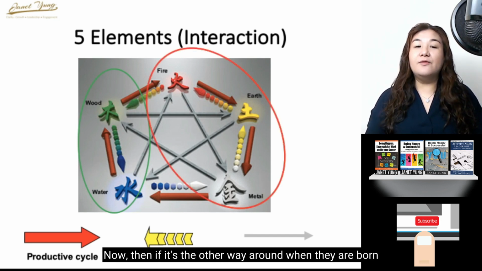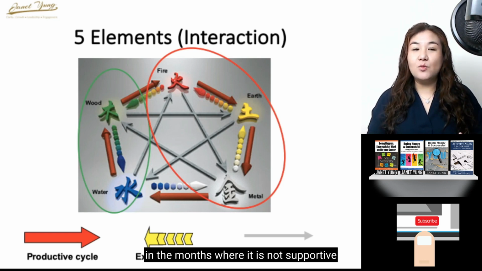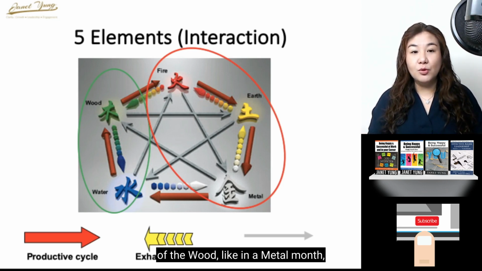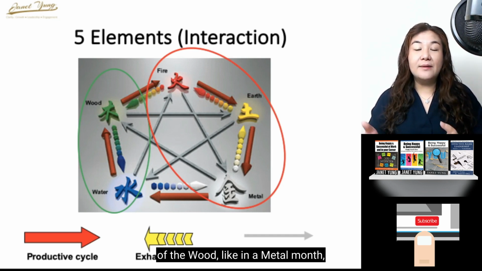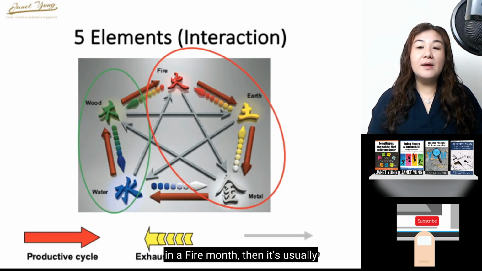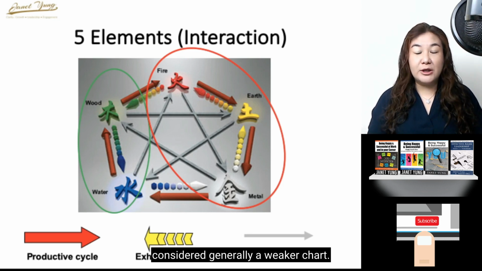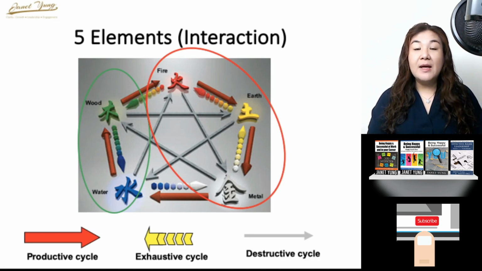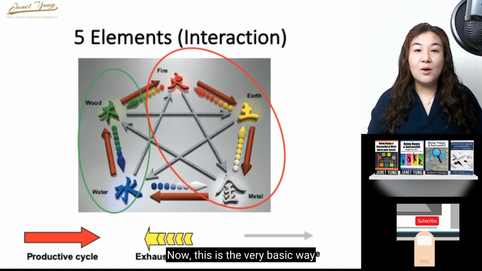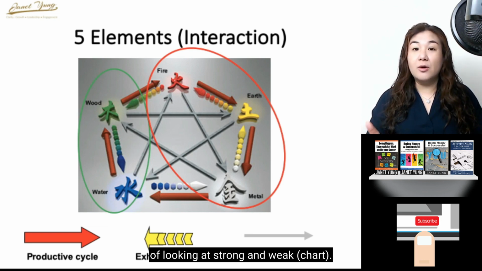Now, if it's the other way around, where they are born in months that are not supportive of the wood, like in a metal month, an earth month, or a fire month, then it's usually considered generally a weaker chart. This is the very basic way of looking at strong and weak.